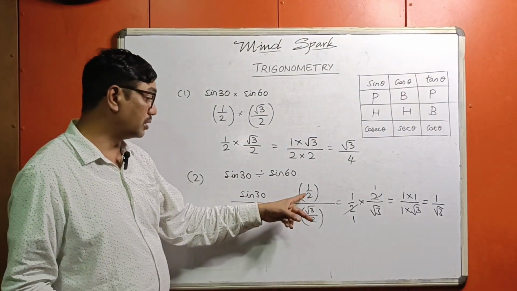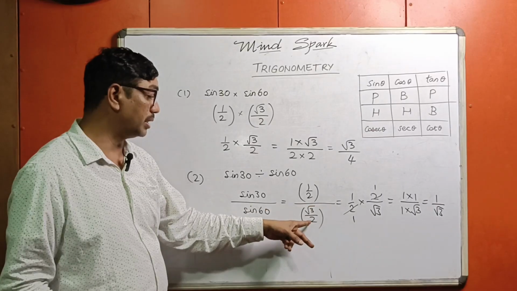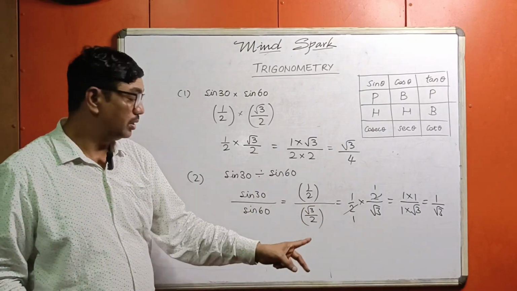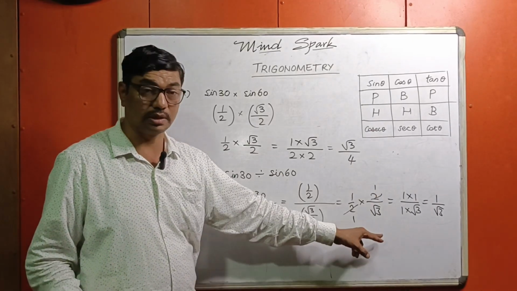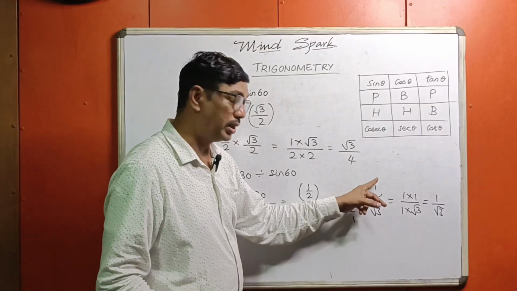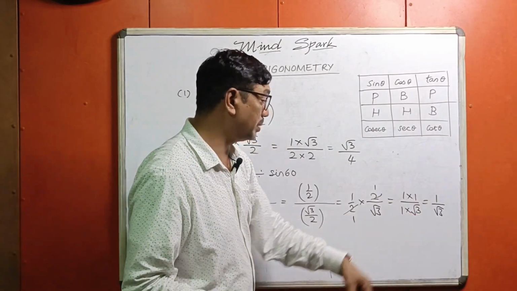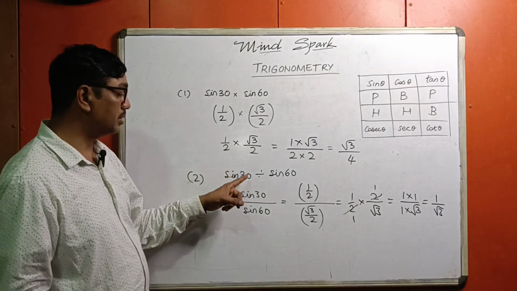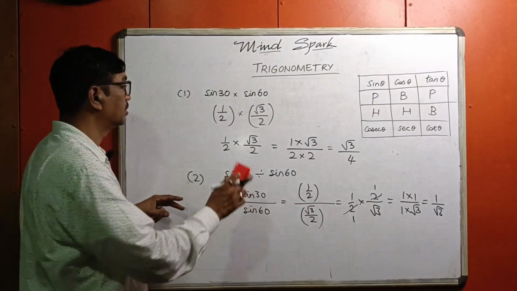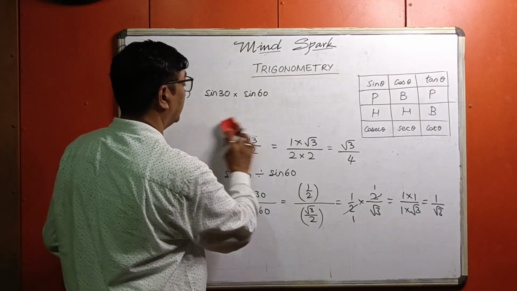So here you get 1 by 2 divided by root 3 by 2. You take the reciprocal, root 3 by 2 becomes 2 by root 3. Then the numerator is 1 into 1 by 1 into root 3, that is 1 by root 3. This is when you are dividing. Then comes your addition.